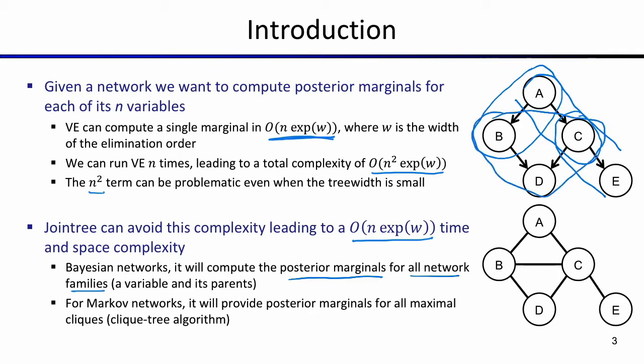In a similar way, for Markov networks, we're going to be able to answer posterior marginals over cliques of the network. So we're going to be able to answer queries over A, B, and C, and also over B, D, and C, and also over C and E.